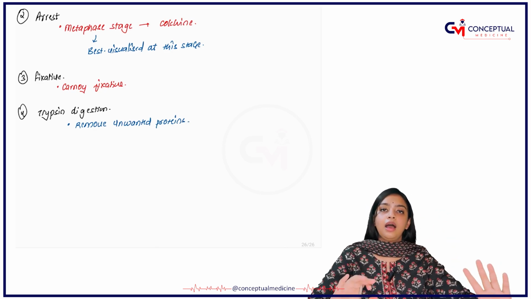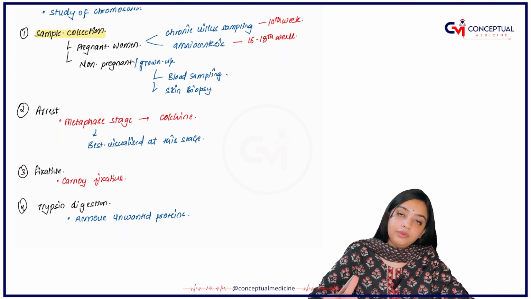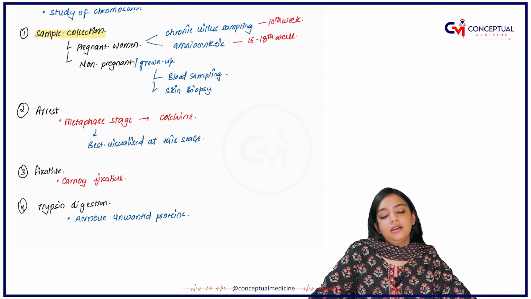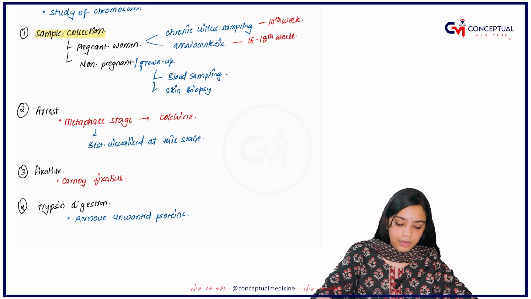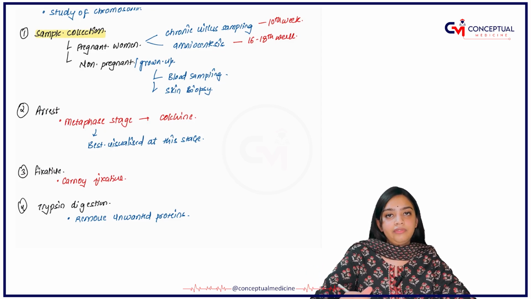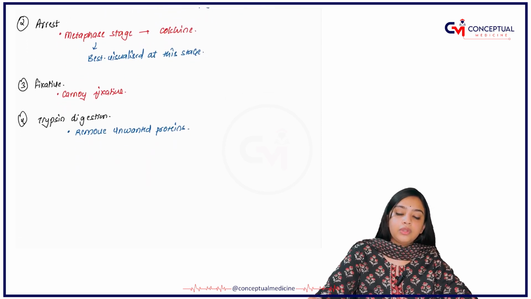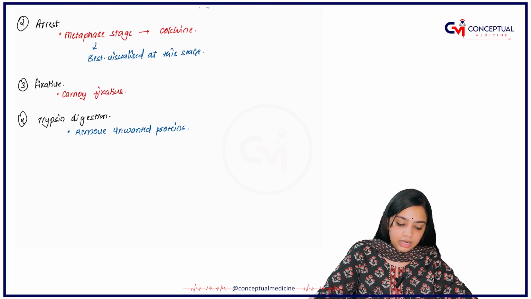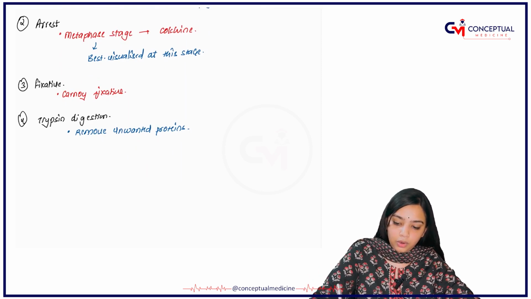Okay, till now, am I clear? You have sample collection. For the pregnant woman, you do the chorionic villus sampling and amniocentesis. For the non-pregnant or the grown-ups, you do the blood sampling or skin biopsy. Chromosomes are mainly arrested in the metaphase stage, and here the chromosomes are best visualized. For the fixative, you have Carnoy's fixative, and the trypsin digestion basically helps to remove the unwanted protein.